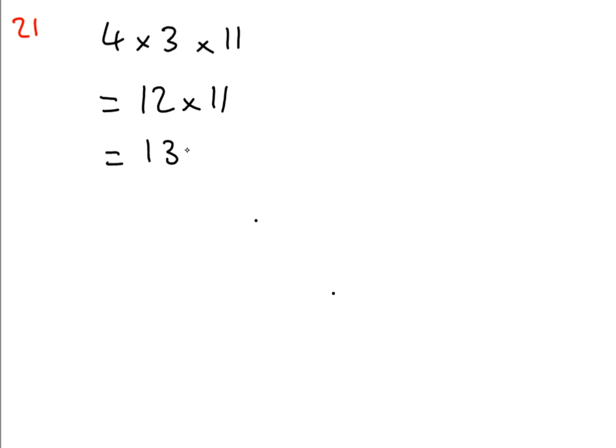Question 21. So we've got a cuboid here, so the volume by definition is length times width times height. So it doesn't matter what order you times them in. So I'll do 4 times 3 first, which is 12, and 12 times 11, which is 132.